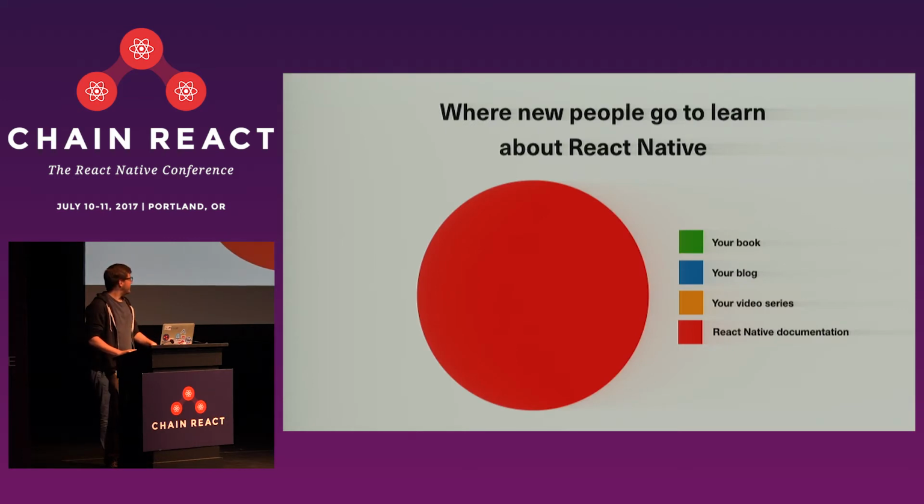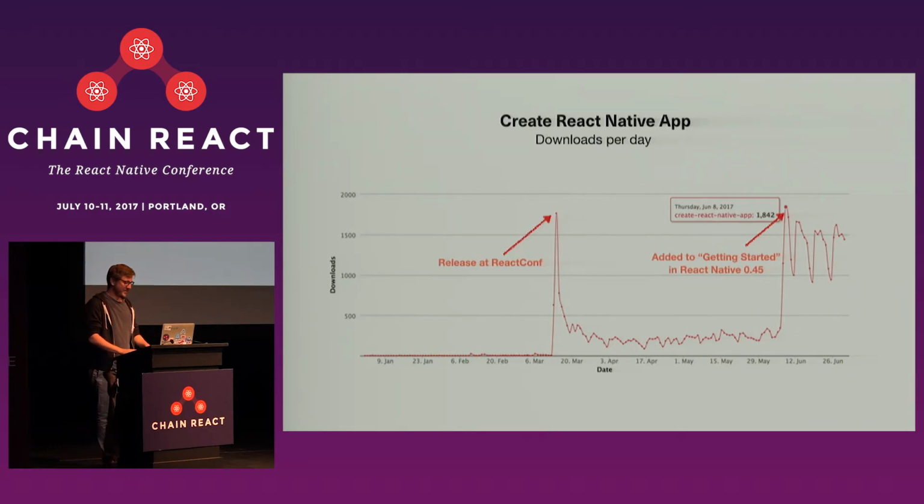So this is a not very scientific pie chart, but I think it's mostly true. If you take a look at this graph, it's a pretty good actual explanation with real data of how much attention the documentation gets. If you notice that when Create React Native App was added to the Getting Started guide, it really shot up to about 1,500 per day on average. And actually this didn't even impact React Native CLI installs, which are pretty consistently averaging around 3,500 a day.